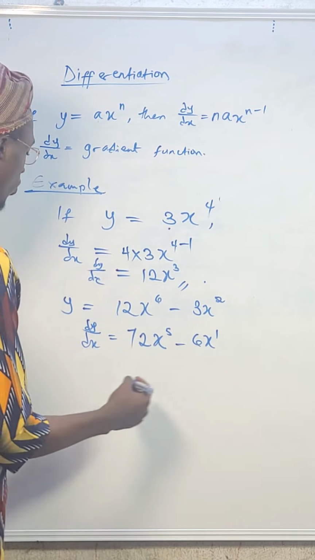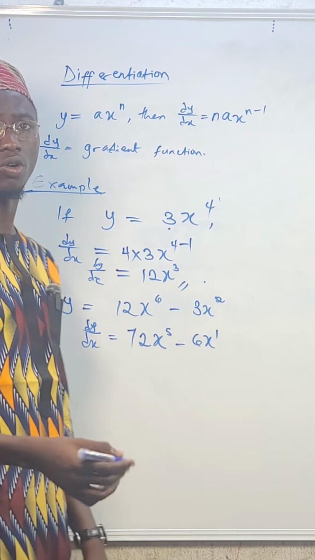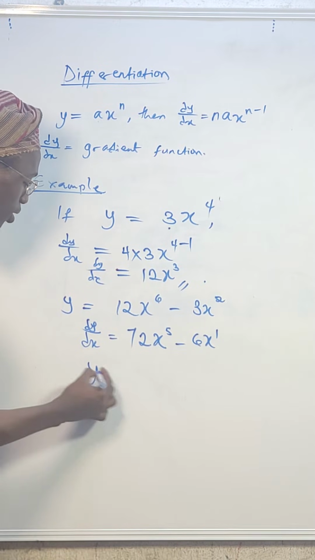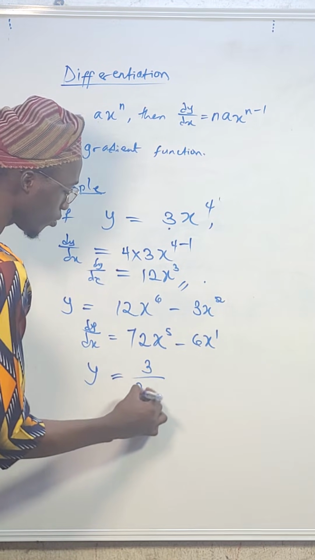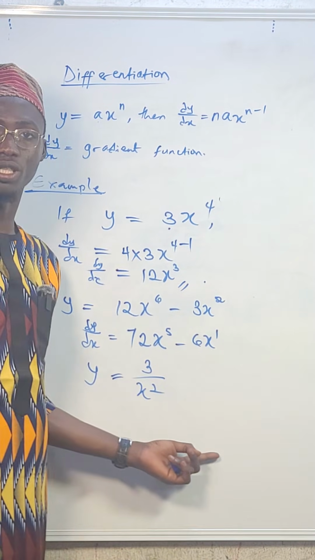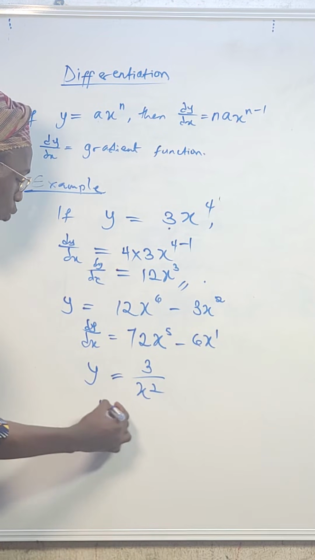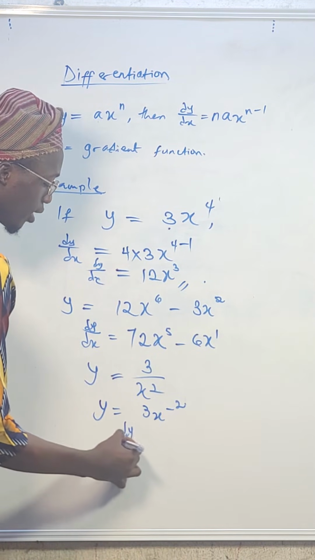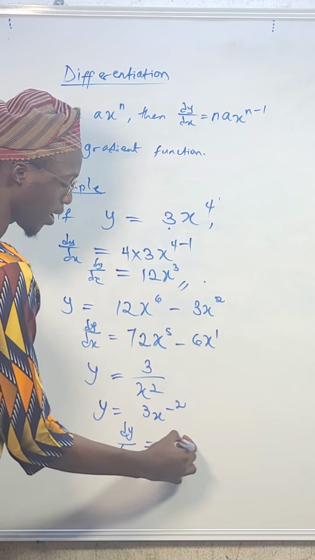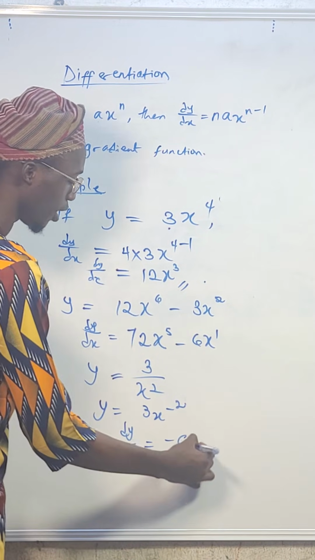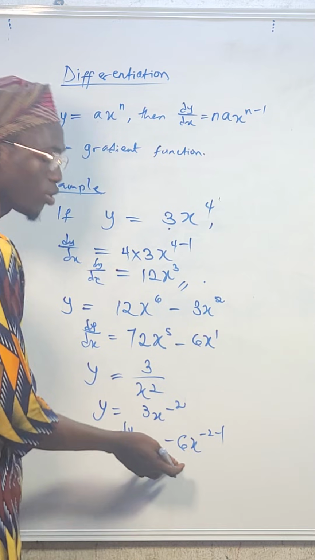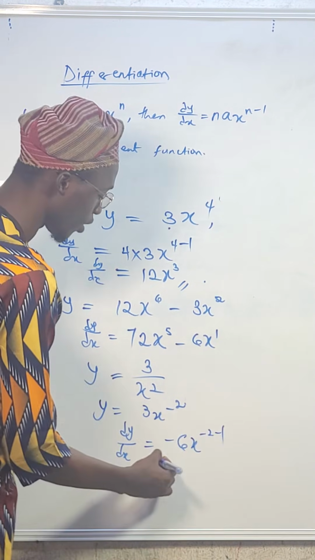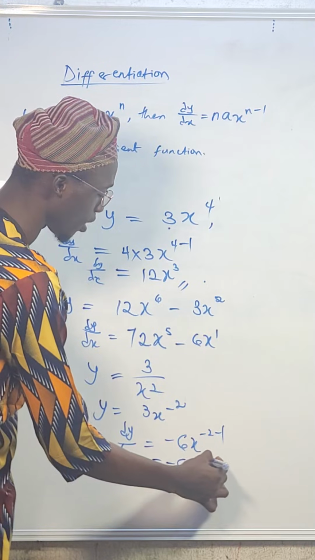So let's just do one more. We can actually have inverse or exponential functions with fractions like this. If you have something like this, now how are we going to solve this type of question? For me, this becomes y equals 3x raised to power minus 2. So therefore, your dy/dx becomes minus 6 as usual, x raised to power minus 2 minus 1. So how do I get this minus 6? Minus 2 times minus 3, you get minus 6. So the final result becomes minus 6x raised to power minus 3.